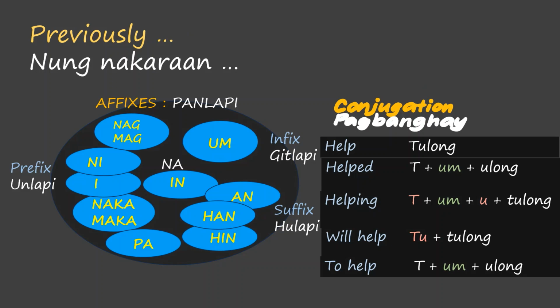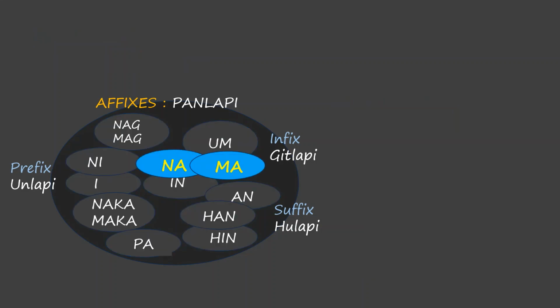Previously, nung nakaraan, we learned to use affixes or panlapi as well as the rules of conjugation or pagbanghay to form verbs in the past, present, future, and imperative tenses. If you want to look back at these lessons, the link will be in the description below. In today's lesson, we will learn to use the prefixes na and ma. We will use this to form verbs that are used for describing unintentional actions, things that you didn't mean to do or to happen.